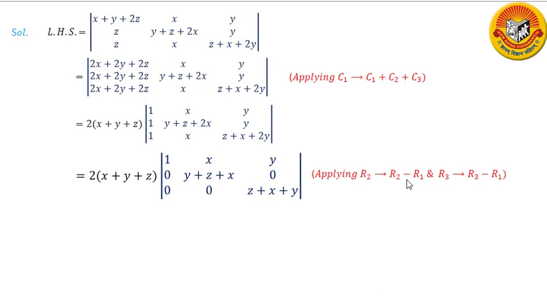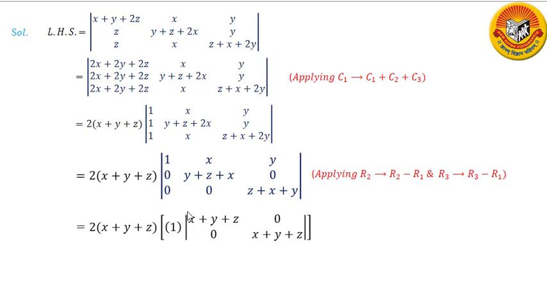We can apply R2 minus R1. See here, if you subtract this first row, then you will get 0 here. Here you will get x plus y plus z, and here you will get 0. And if you subtract R1 from R3, then you will get 0 here, you will get 0 here, and you will get x plus y plus z in this position, right?